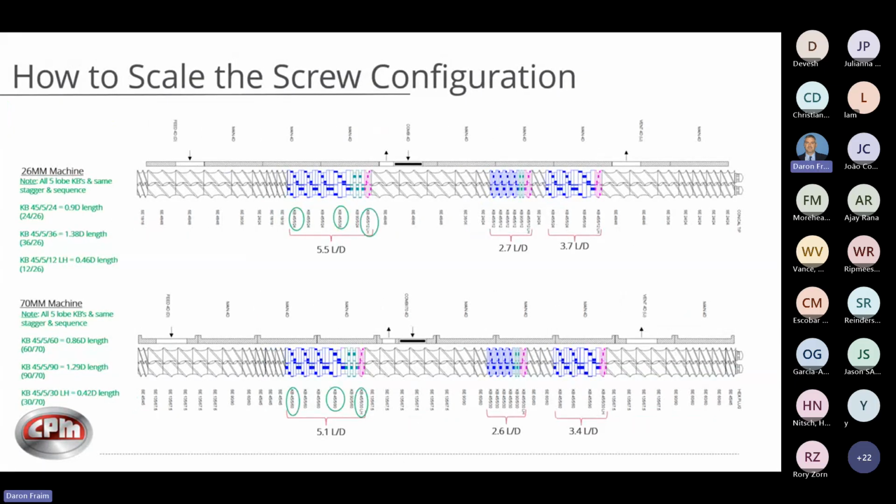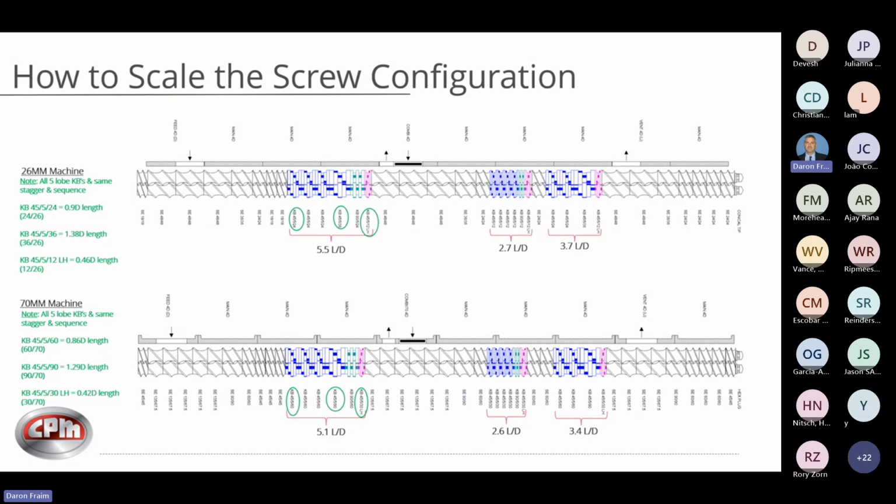Next is to look at the kneading block sections. I'm doing the exact same strategy. When you look over here on the far left, I'm looking at the different size kneading blocks I have on these configurations. I have 24 length, 36 length, and 12 length. And you can see I'm 0.9D, 1.38D, 0.46. If I look at the 70, I went with a 60, which is 0.86D, relatively close to 0.9. I went to, the 90 was 1.29D, and then the small 30 was 0.42D.